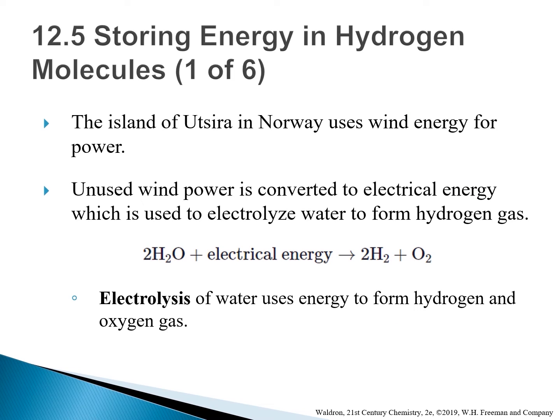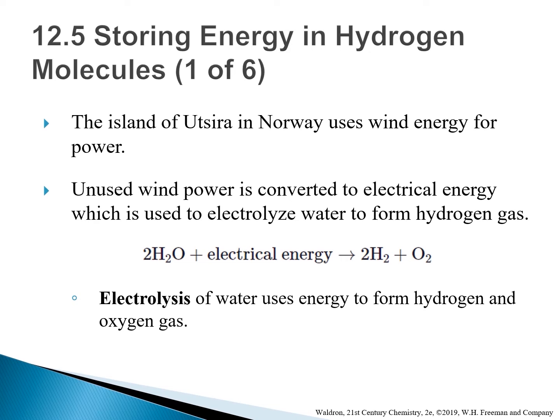Wind is an energy resource that can provide power to people who happen to live in the windy places. The island of Utsira in Norway uses wind energy for power. The island's wind turbines have been producing more electricity from the wind than the inhabitants can use. To solve this problem, the island added an electricity generator that splits water according to the following chemical equation.